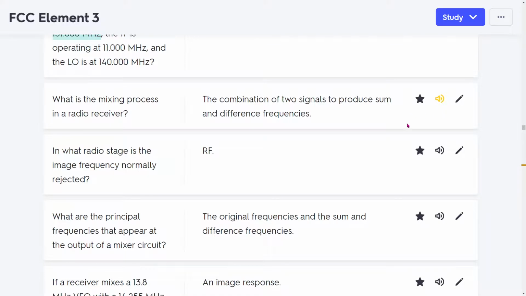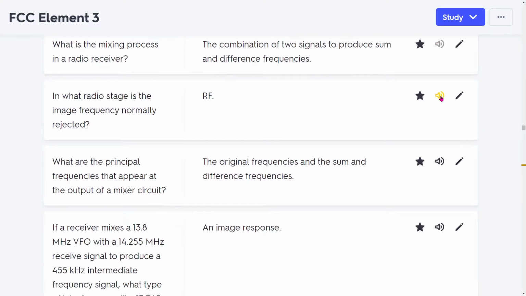What is the mixing process in a radio receiver? The combination of 2 signals to produce sum and difference frequencies. In what radio stage is the image frequency normally rejected? RF.